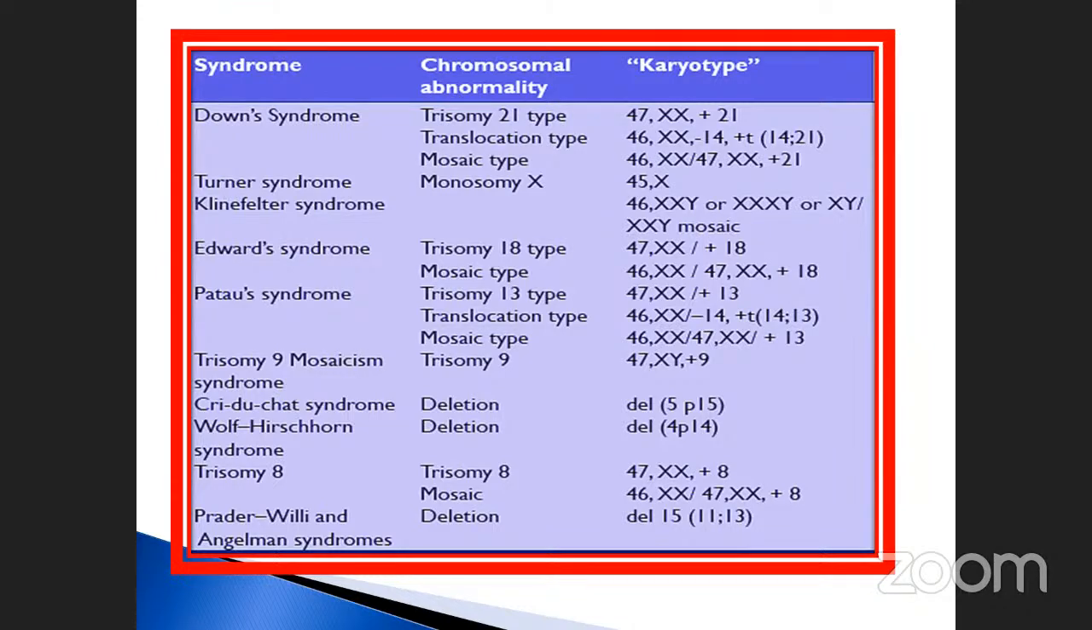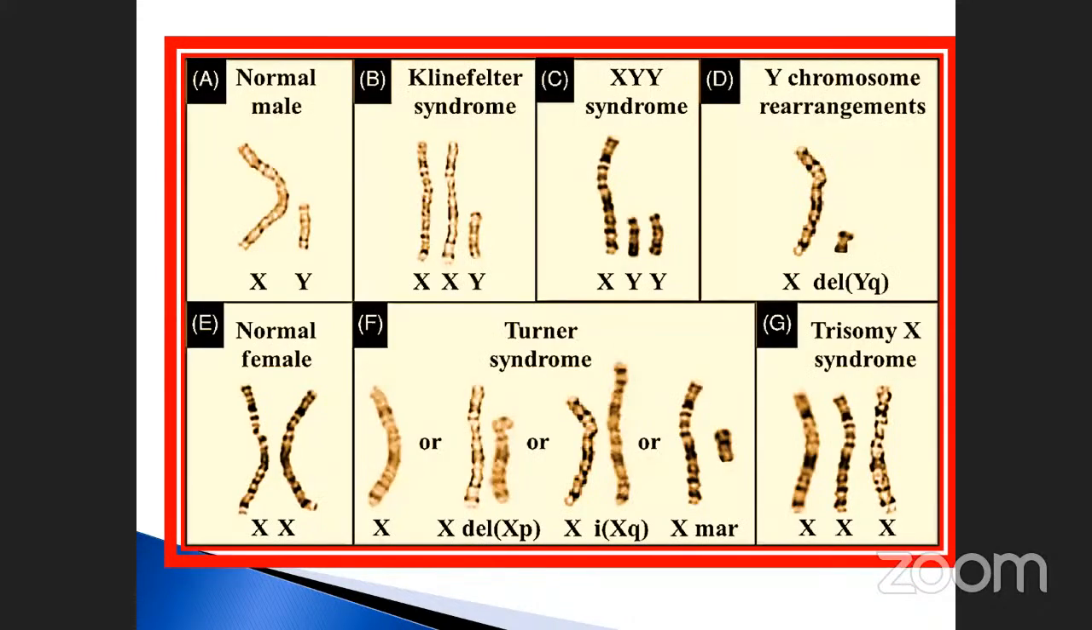Cri-du-chat syndrome, deletion. These are all deletion types, deletion of the fifth chromosome P arm. Wolf-Hirschhorn is also deletion of the 4th chromosome P arm. Syndrome, trisomic 8. Okay, trisomy 8 is also 47 XX plus 8. Mosaic deletion. These are all the different types of syndromes identified by the scientists and tabulated here, along with their chromosomal abnormalities, how it happens, and what the carrier types are. That is also given here. See, one by one we will discuss it clearly.